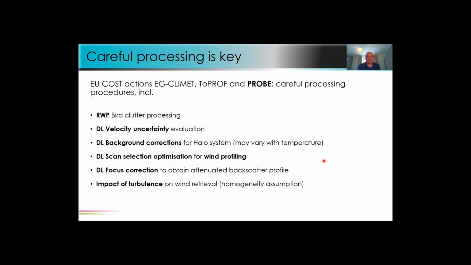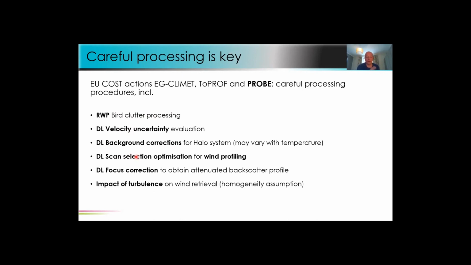So careful processing is also key for these instruments. For example, if we think about what's been done in previous actions or the current action, things like radar wind profiler, there's been a lot of work on bird clutter processing, and we've been actually looking at how you derive the velocity uncertainty for the instruments. Do you have to perform background corrections? And one of the interesting ones is how you're doing the scan selection optimization for wind profiling.